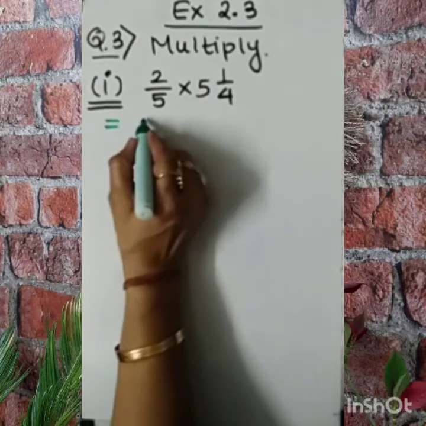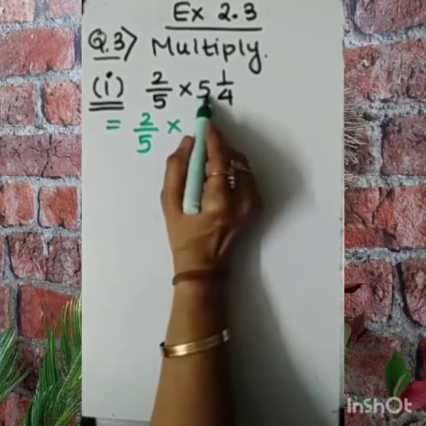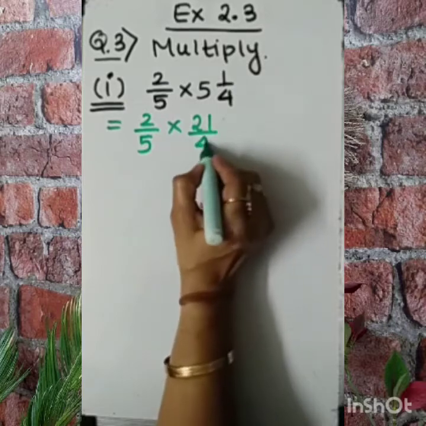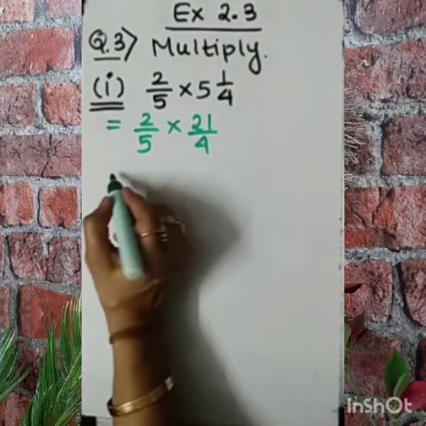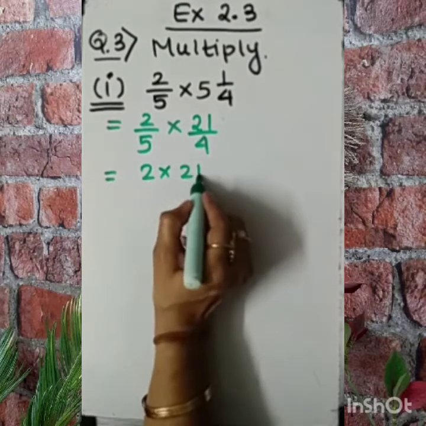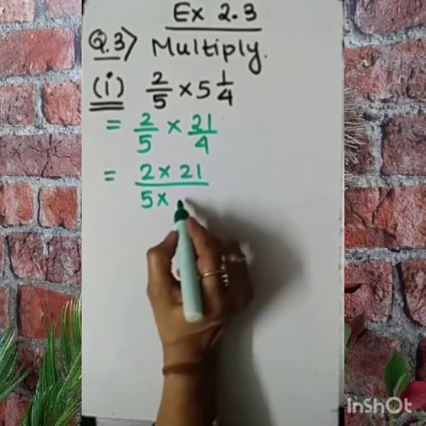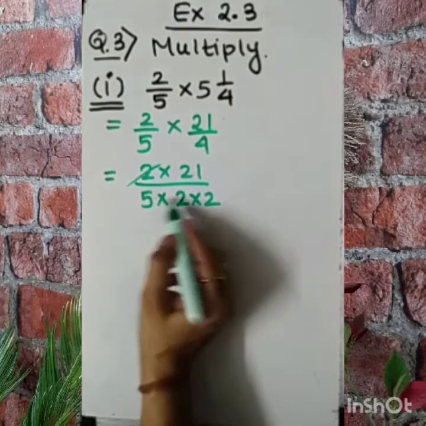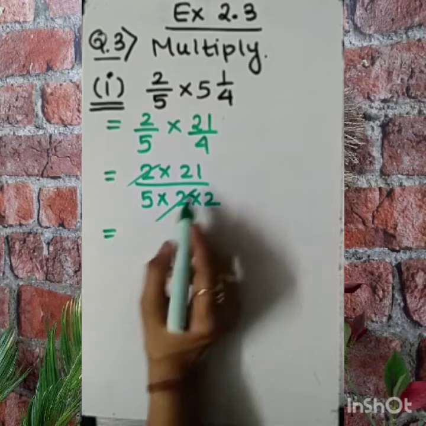You can see, dear student, here 2 by 5 into 5 4s are 20 plus 1, 21 by 4. So here you can see in the numerator this 2 into 21, in the denominator 5 and this 4. Factors of 4 are 2 into 2, so we can cancel with this. You can cancel even directly also, no matter.